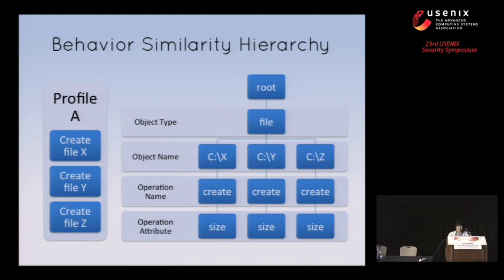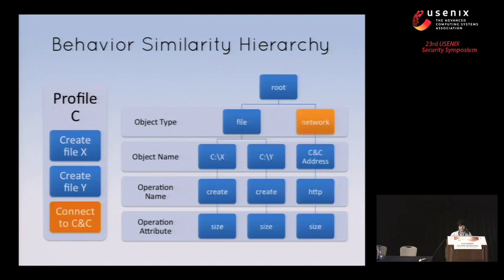So we can map the profiles from the earlier example into the behavior similarity hierarchy. Profile B can be mapped like this, and profile C. We can see that with profile C, there is another node in the object type because it includes both file type and network type events.